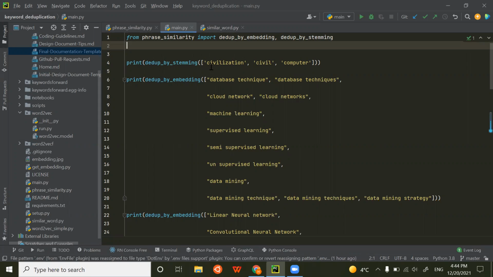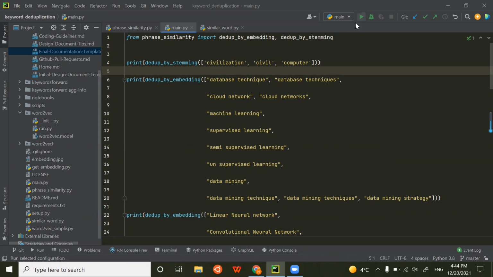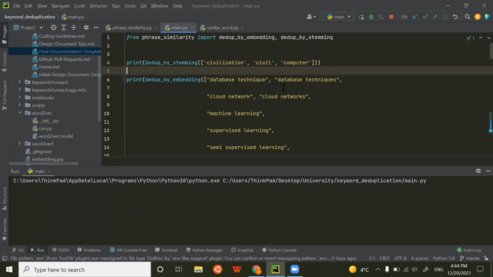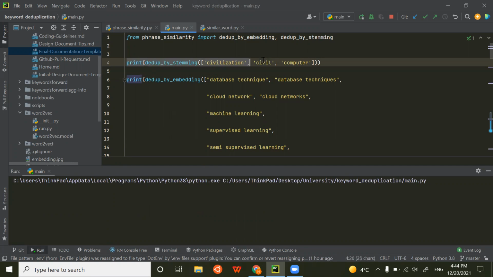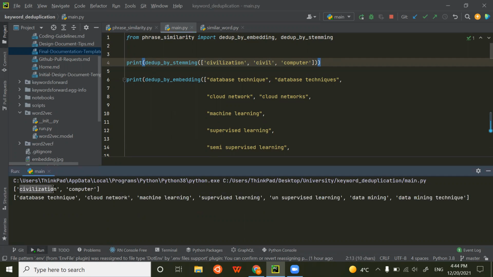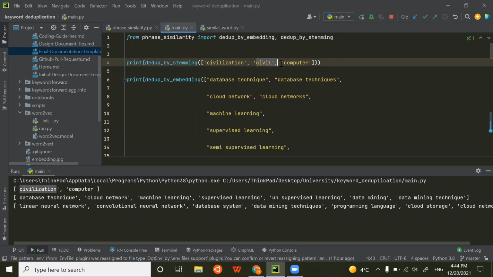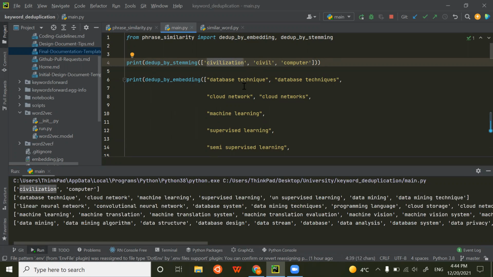It compares each pair of keywords, and you can see that these two keywords share the same stem. So these two will be regarded as similar. When we run this file, we can see that the first output corresponds to this line. It only outputs civilization, because civil and civilization share the same stemming output. And so this is the first function.